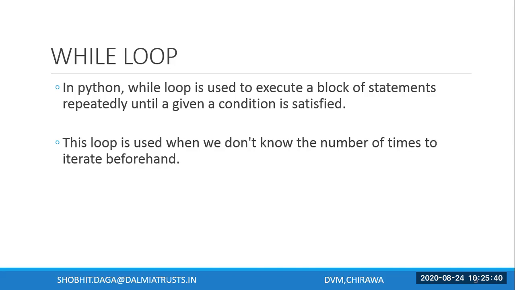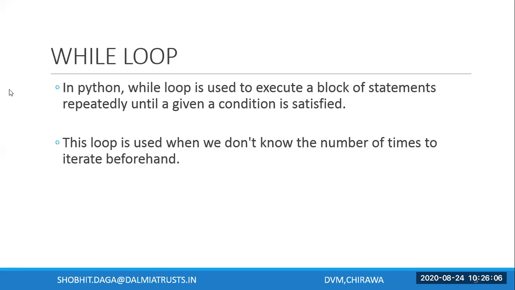It will consume all the computer memory, and your task will ultimately lead to the shutdown of a particular program or your system. So whenever you are doing repetition, remember that it should be finite. It should be for a certain number of times. Okay, moving on. This loop is used when we don't know the number of times to iterate beforehand.